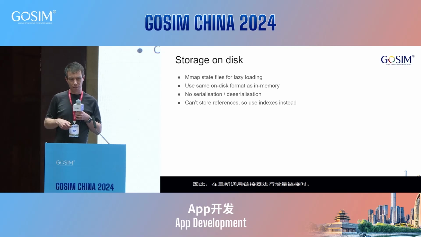So to store all of this on disk, my plan would be not to use serialization and deserialization, but rather have the same on-disk format as in memory. So this would allow lazy loading. It would allow me to mmap the state files, which means if there are parts of that state that I don't need for the incremental link that we're currently doing, then we would never need to load those off the disk. This, however, would mean that we can't store references in any of that state, and so wherever we're currently using references, we would need to switch to storing indexes. But I don't think that should be a problematic change.